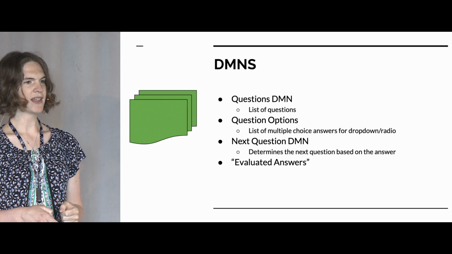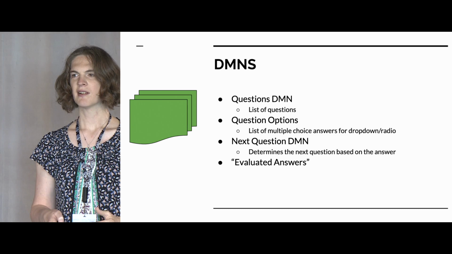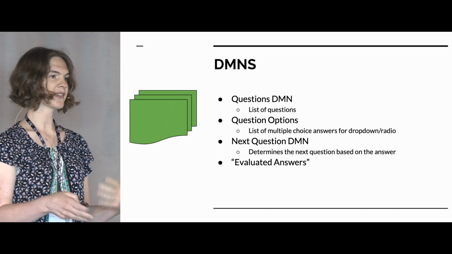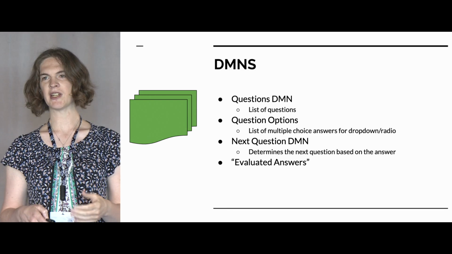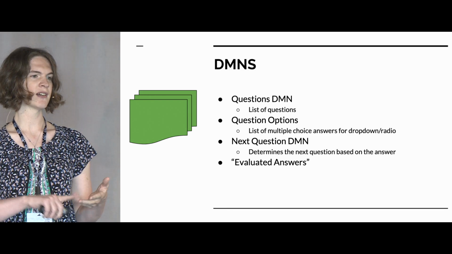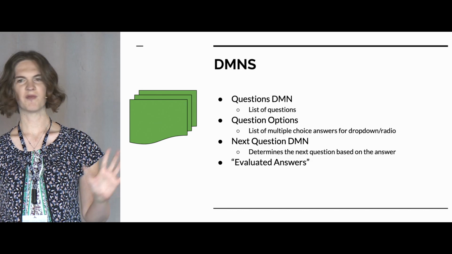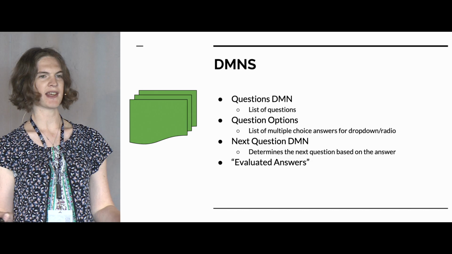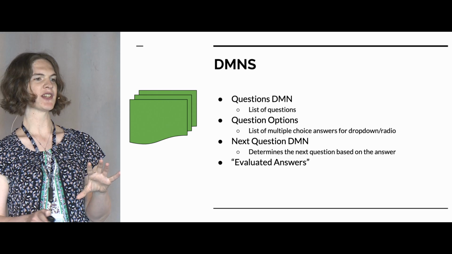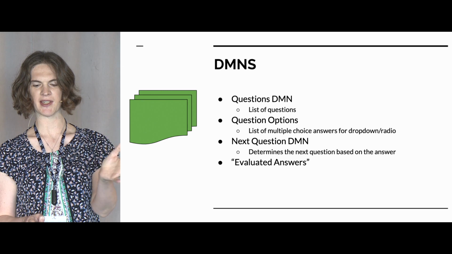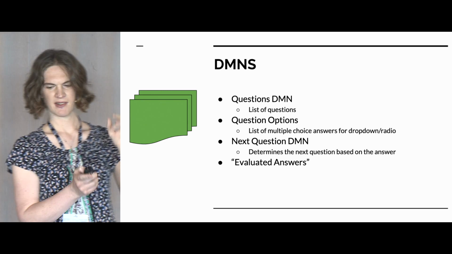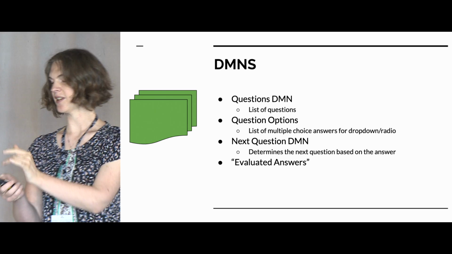Finally, we have an evaluated answers DMN. In a case such as determining whether a loss is a total loss for a vehicle, we need to ask questions like, is it drivable? Did the vehicle catch fire? Any number of questions like that. And we use those to basically create a decision table as to what the condensed business value is, so that we can use that later in our decision making.